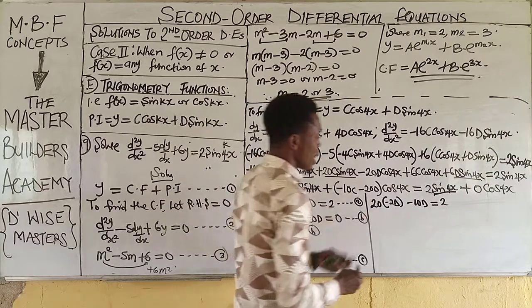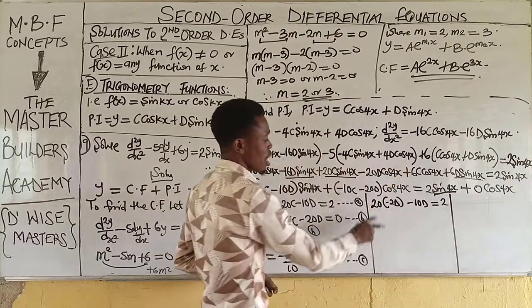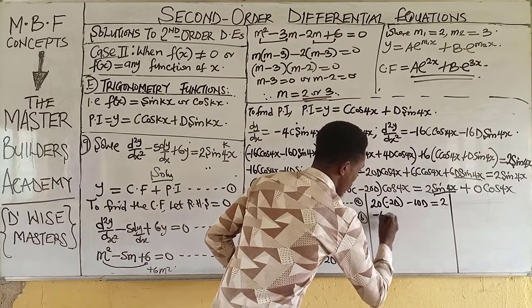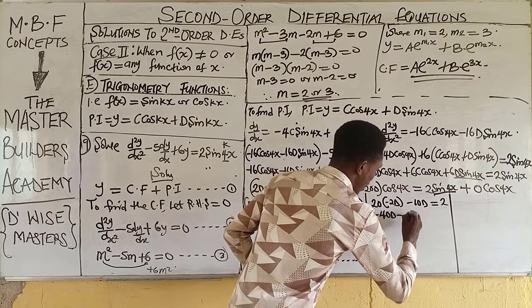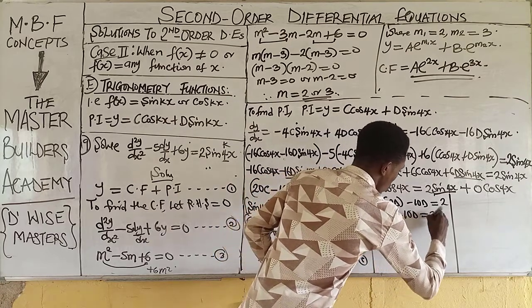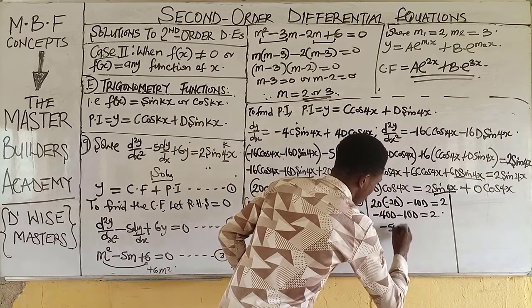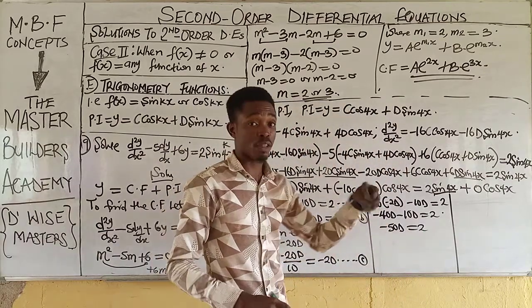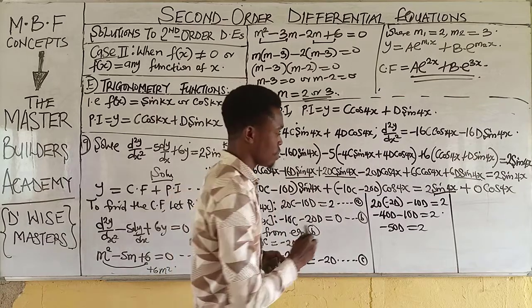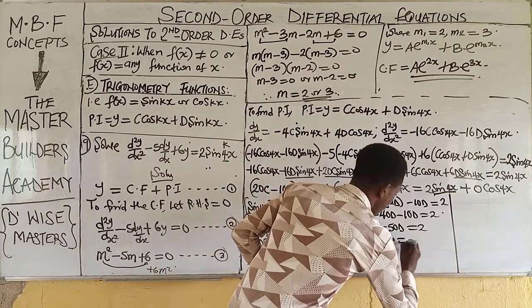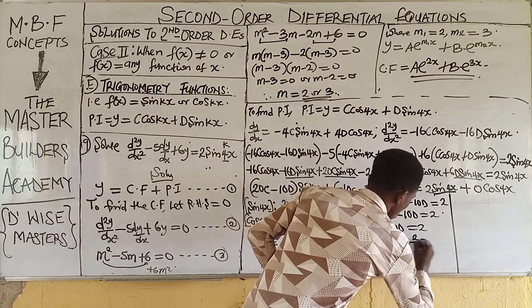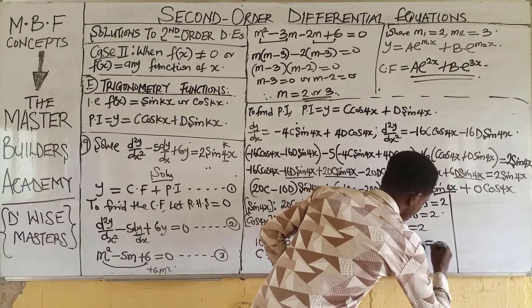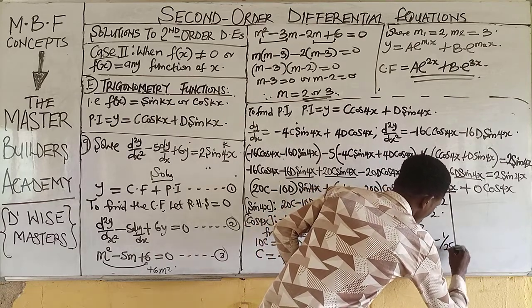So from here, all I need to do is to multiply, and this will give us minus 40d minus 10d is equal to 2, and this will give us minus 50d is equal to 2. Don't forget, minus 40d minus 10d gives us minus 50d, and d will be 2 over minus 50, which gives us minus 1 over 25.